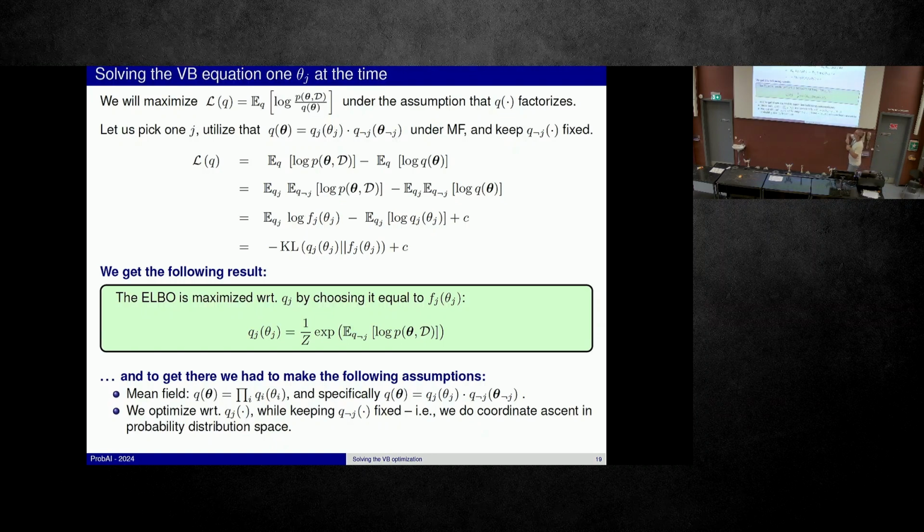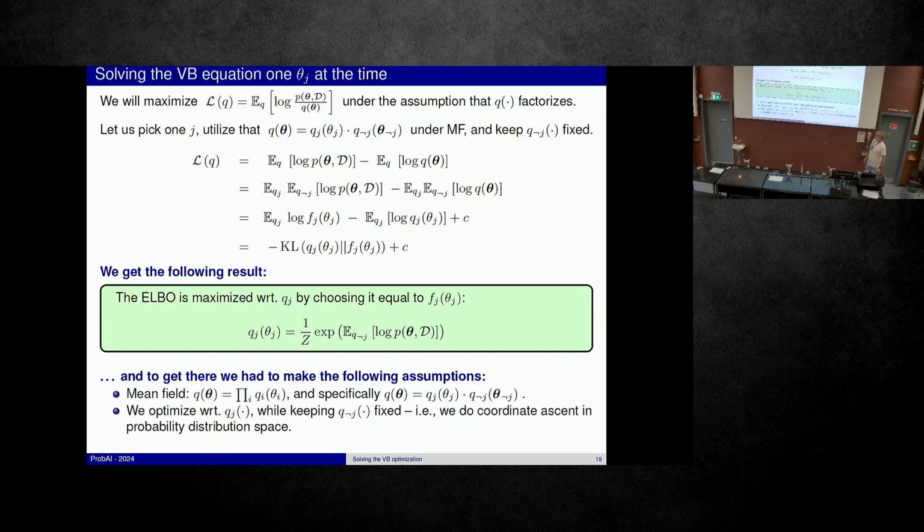Which was a little bit of a nasty pencil pushing exercise, I agree. But the result anyway is Q_j, this is a distribution function that looks like the following. It's e to the power of some expectation that is given by the other Q distributions that we have at this point in time, and then normalized.